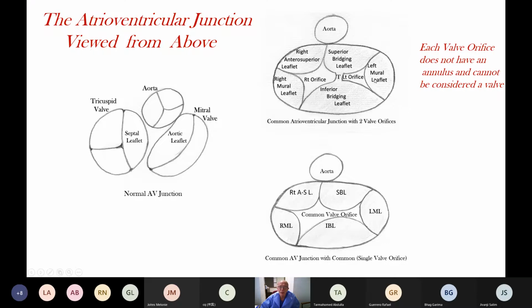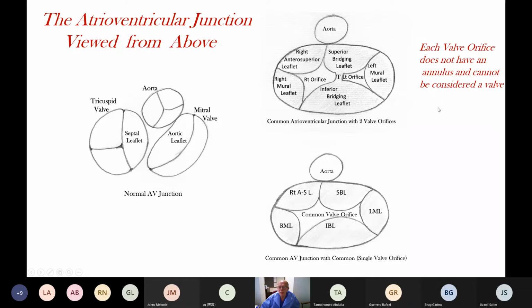The left mural leaflet is confined just to the left ventricle. The right mural leaflet, or some people call it the inferior leaflet, is confined to the right ventricle. And the right anterosuperior leaflet similarly is confined to the right ventricle. Two other things to say. The right anterosuperior leaflet and the superior bridging leaflet are in fibrous continuity with the aorta.